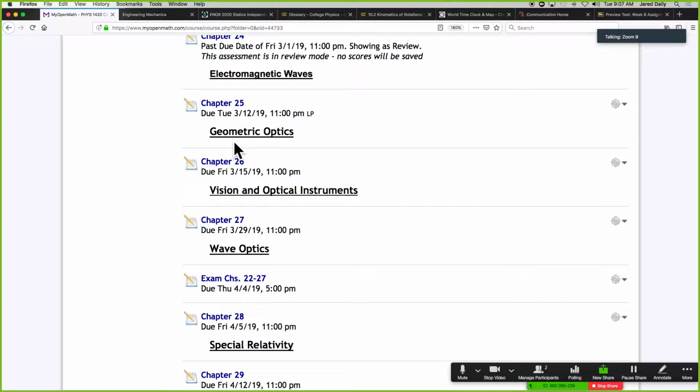How far did you guys get in the experiments last time? What were you working on? We got to 8. You got to 8. What's 8 called? Lensmaker's equation. So you're at the part where you're doing the object image kind of stuff.